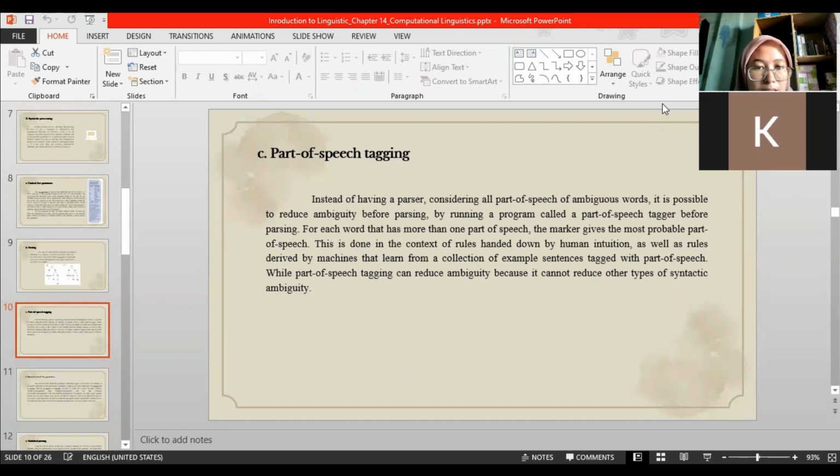And C, part of speech tagging. Instead of having a parser consider all parts of speech of ambiguous words, it is possible to reduce ambiguity before parsing by running a program called a part of speech tagger before parsing. For each word that has more than one part of speech, the tagger gives the most probable part of speech. This is done in the context of rules handed down by human intuition, as well as rules derived by machines that learn from a collection of example sentences tagged with part of speech. While part of speech tagging can reduce ambiguity, it cannot reduce other types of syntactic ambiguity.